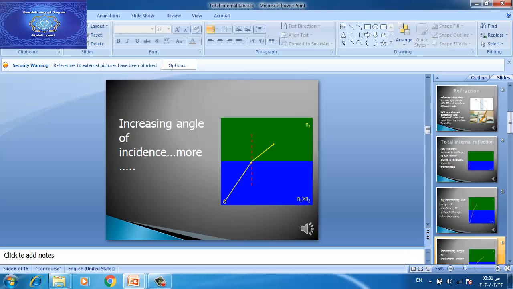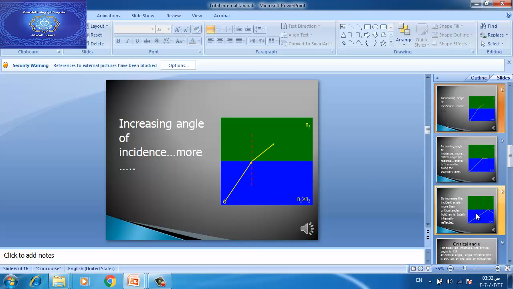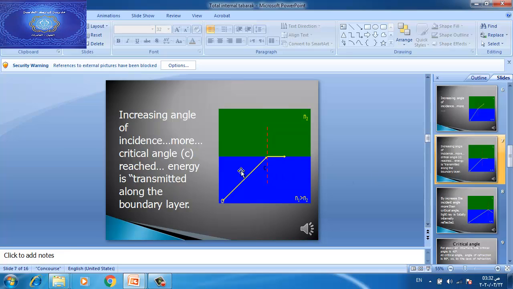What happens if we increase the incident angle more? The refracted angle will also increase more. So the incident angle and the refracted angle are directly proportional. By increasing the incident angle, the refracted angle will increase. Now, we will increase the incident angle till we reach the critical angle. When we reach the critical angle, the refracted angle will equal 90 degrees.